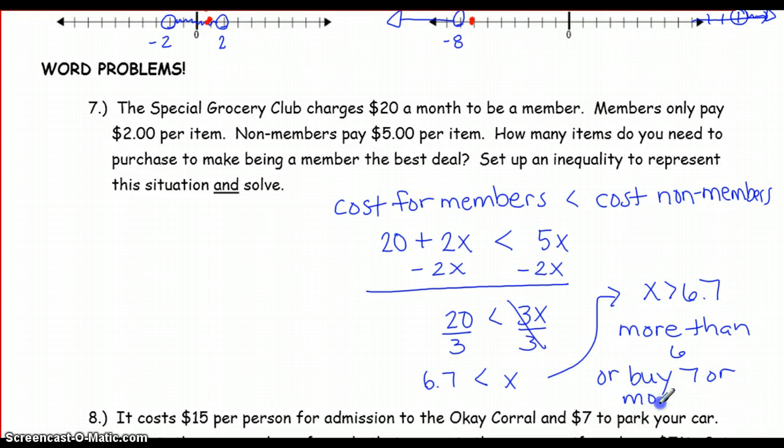Because you can't buy part of an item. So that's why we can say more than 6, because that does not include 6 as a solution. That's telling us that you can say 7, 8, 9, 10, etc. Or you can buy 7 or more. In this example, they're including 7 as a solution.